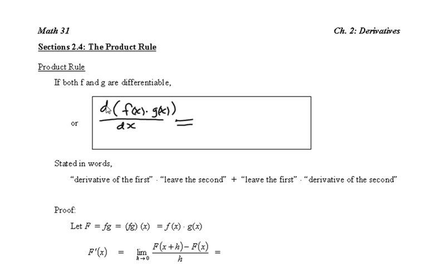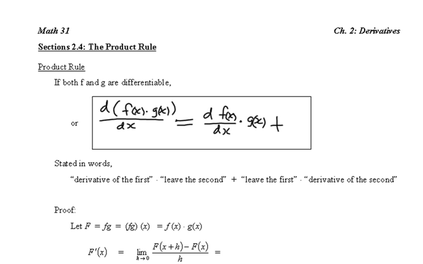So it will be the derivative of the first function multiplied by the second function as it stands. So the derivative of the first one, your f of x, done as usual, but then multiplied by the second function as it stands. Don't do the derivative of that one yet. Then put a big plus sign.